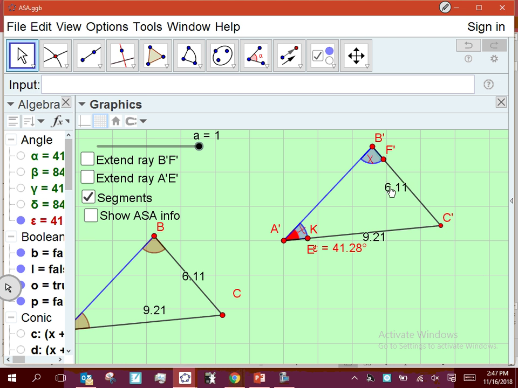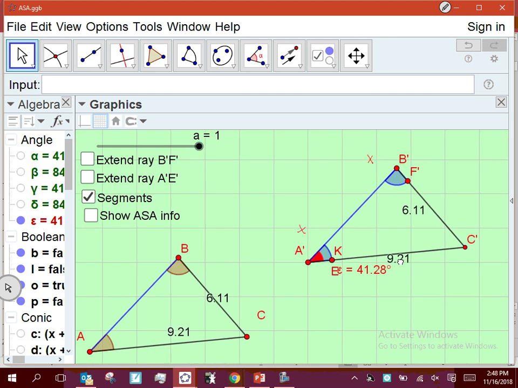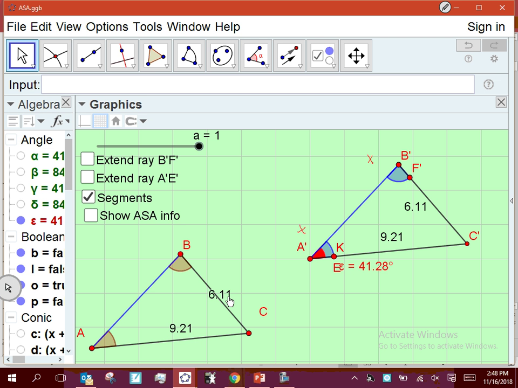And then when I show the information for these segments, I never set out to figure out whether AC and A prime C prime were forced to be 9.21. That just appeared. Does it make sense? It's the conclusion of angle-side-angle. You'll always get congruency with angle-side-angle. Is that all right? Yeah. All right.